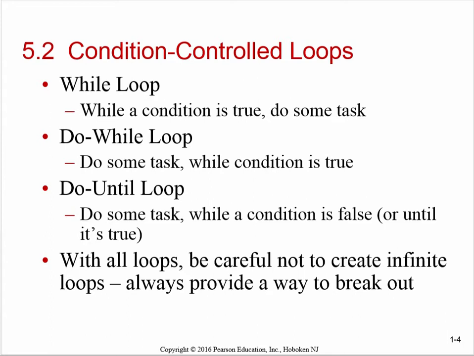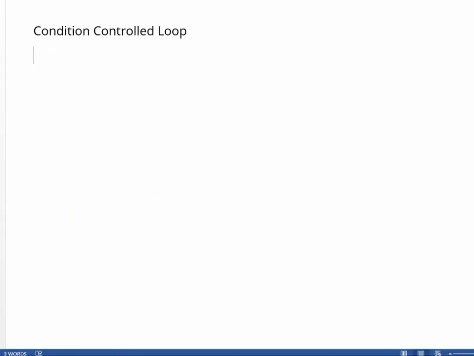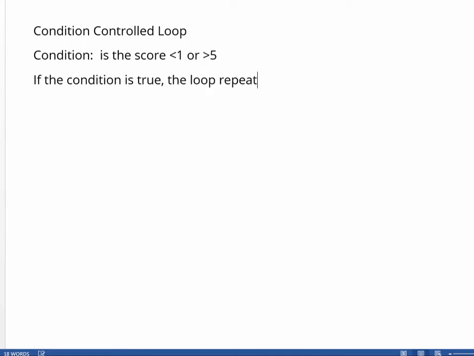A condition-controlled loop, an example of that would be asking the user to enter a number between 1 and 5. The condition may be something like, it's going to be a question: is the score less than 1 or greater than 5? If the condition is true, the loop repeats. So if you think about this, I'm going to be asking the user to enter a number inside of my loop. And if they enter a good number, the condition will be false, and the loop will exit. So it'll only have run through the loop 1 time.